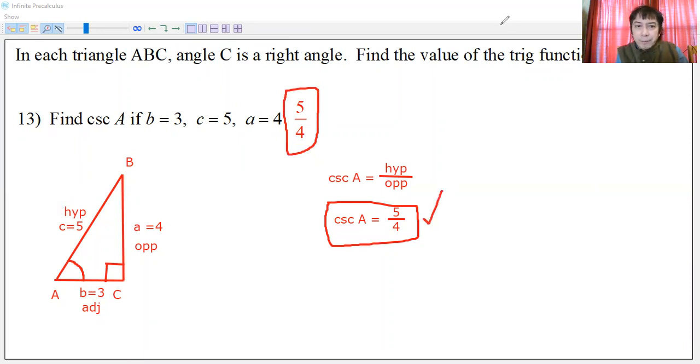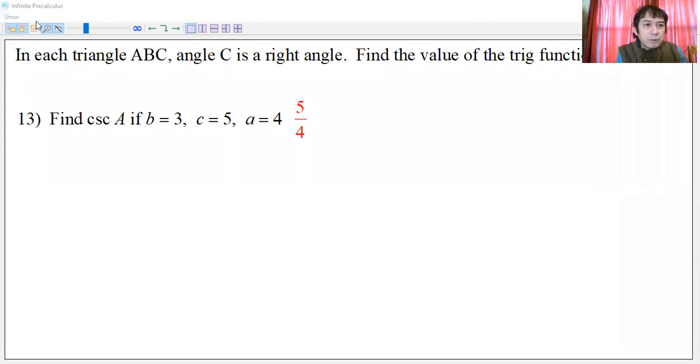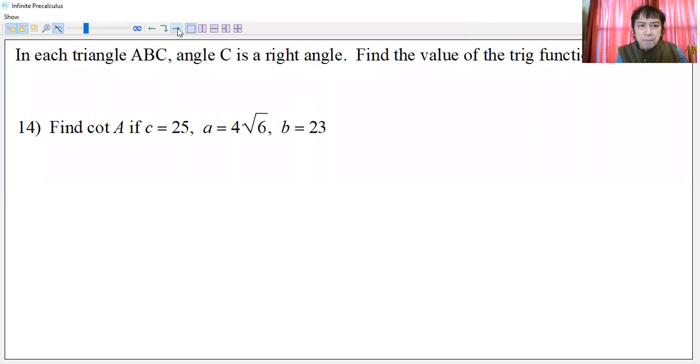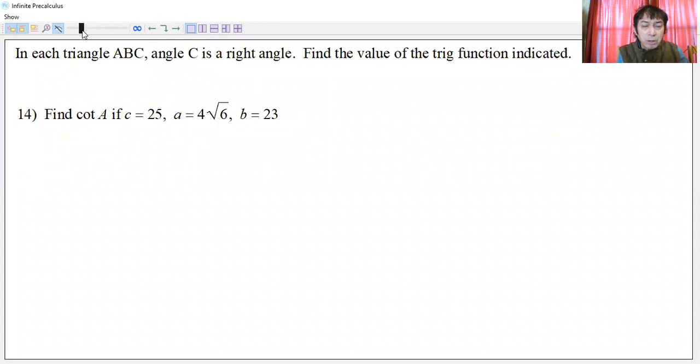Number 14. Let's consider number 14. All right. Here is number 14. Find cotangent of angle A if C is 25, A is 4 square root of 6, B is 23. All right, so again, we shall draw our figure. Let us reduce the size of the letters, so we will have more space. All right, so I'll try to draw it.